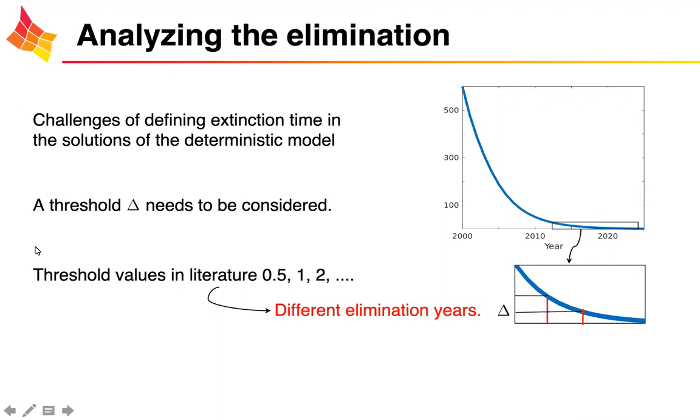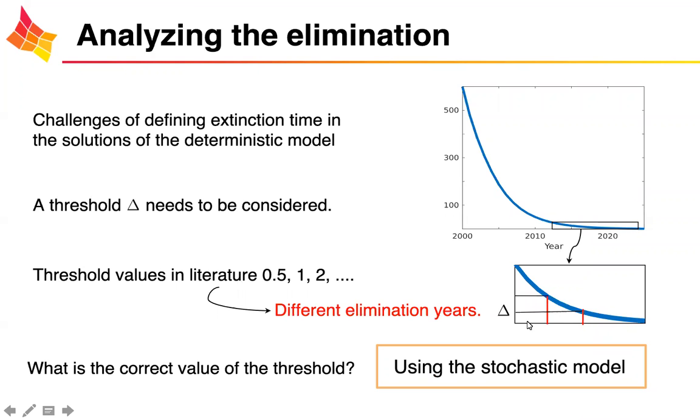Of course, it's obvious that if we use different values of threshold, we can come up with different estimates of the elimination year. And a main question would be, what is the correct value of the threshold that should be used in ODE models? And for that, we thought first we would use a stochastic model to define the threshold.